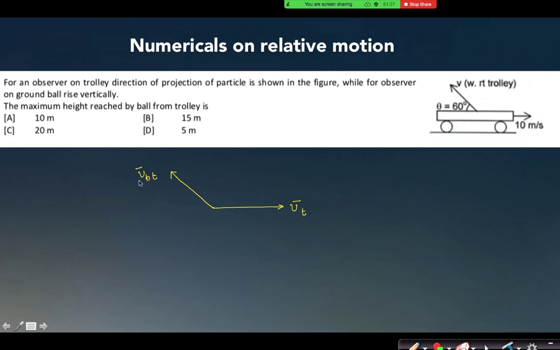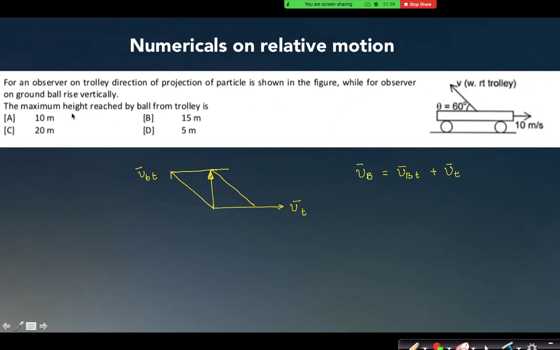I will have to add these two vectors, yes or no? Do you remember this formula? Velocity of ball is velocity of ball with respect to trolley plus velocity of trolley. So I will have to add these two vectors. When you add these two vectors, as given in your question, you will find a vector that is actually vertically upward, right?